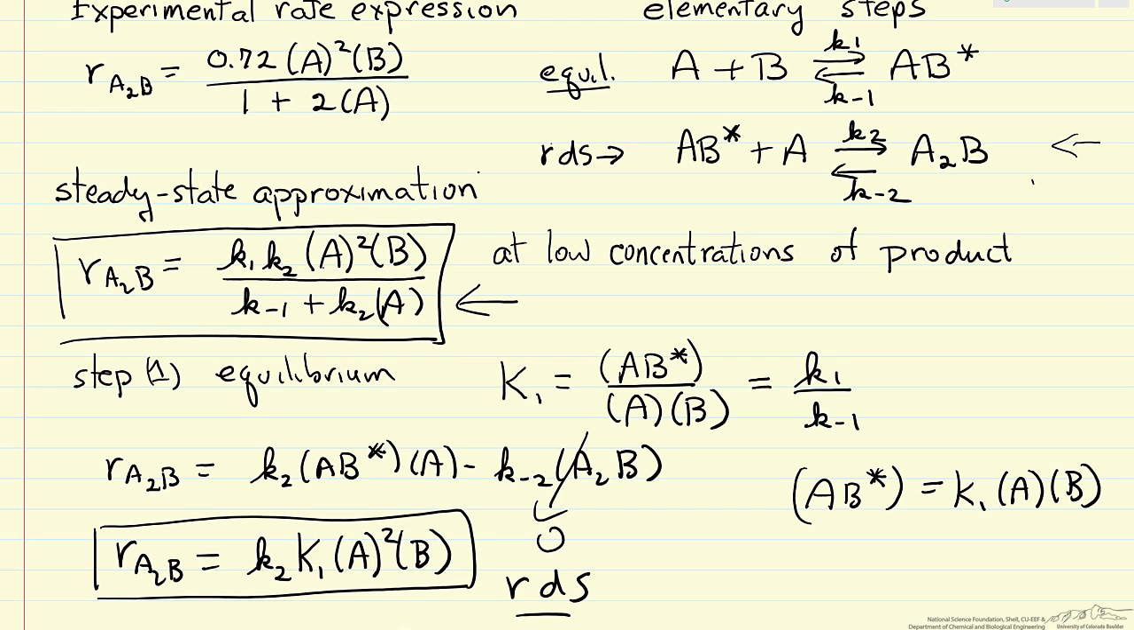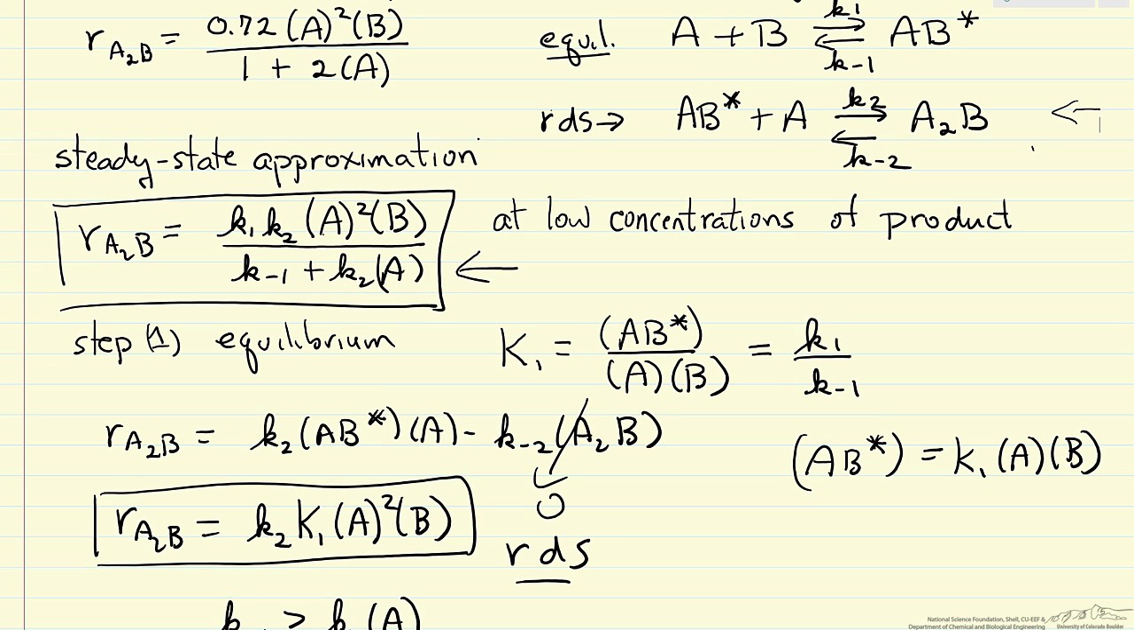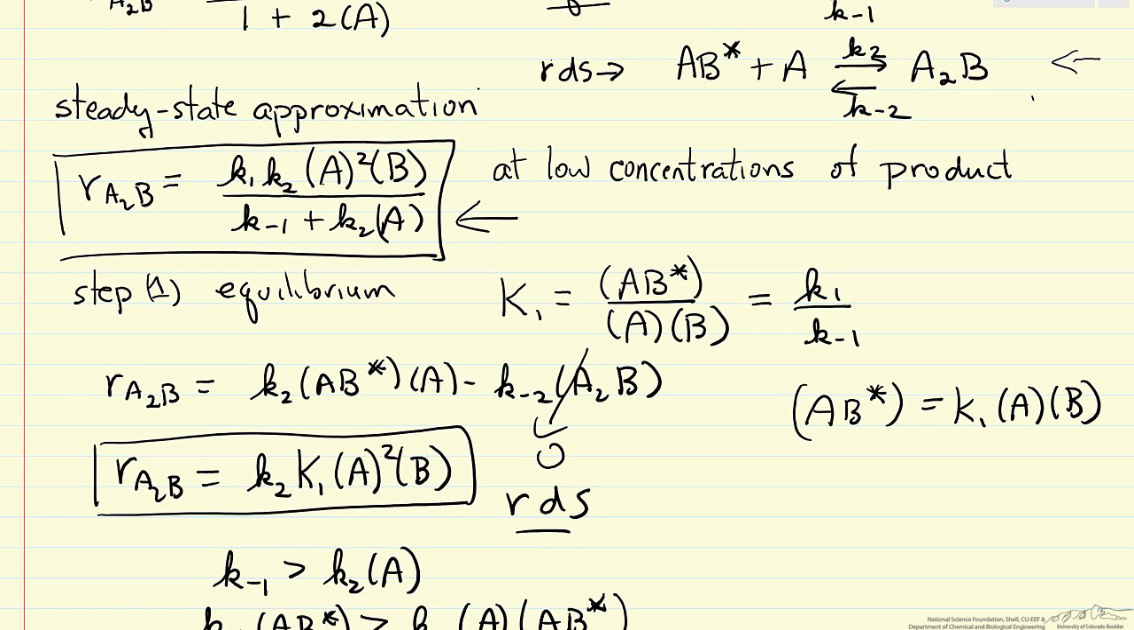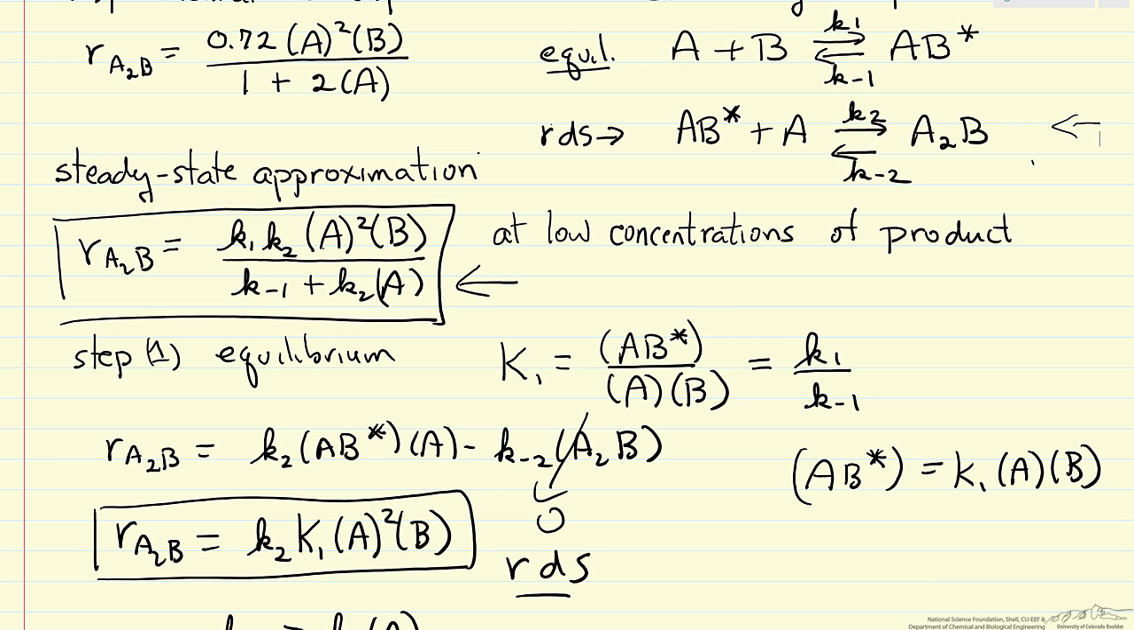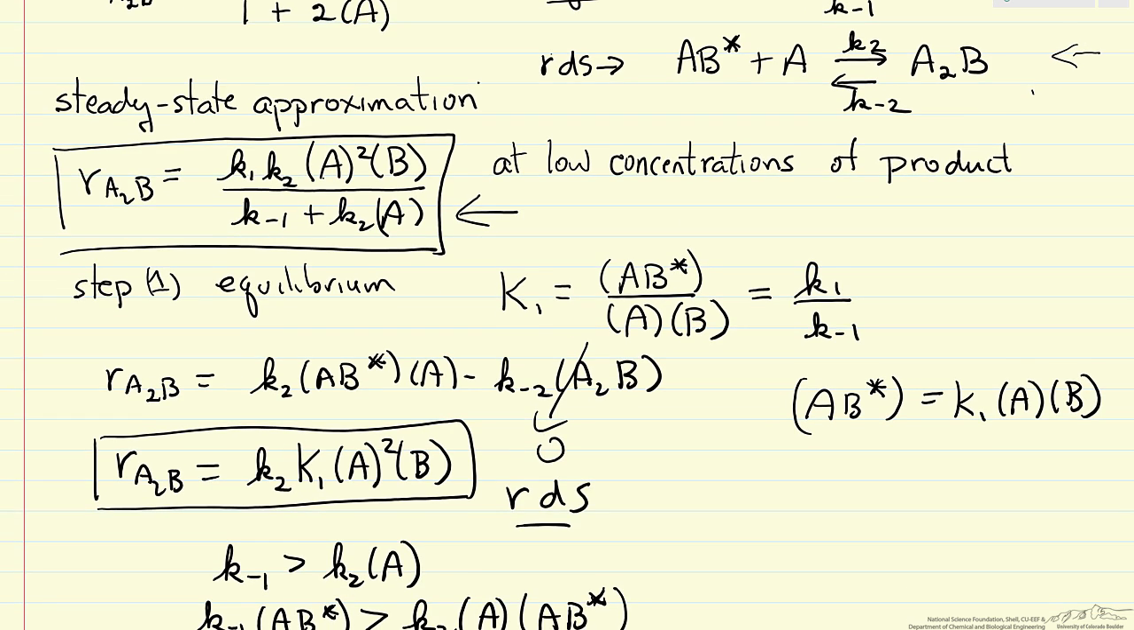So what the rate determining step is saying is that when we make AB star, it's much more likely to decompose back to the reactants in the first step than to react with A to make products. And so, indeed, that's what the rate determining step approximation is. The first step is in equilibrium. So AB star is most likely to go back to A and B, and some small fraction will react with A to make product.